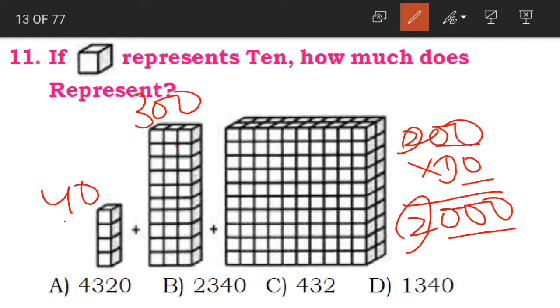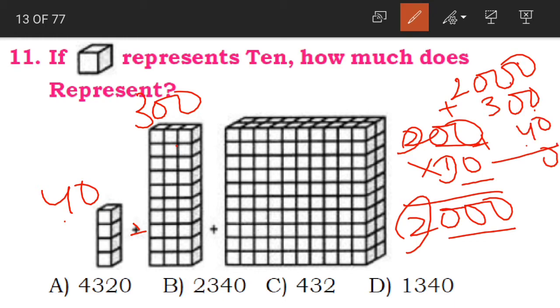40. The next block is 300 and the next block is 2000. Now what is the total value? We need to add 2000 plus 300 plus 40. 0, 4, 3, 2. 2340 is our answer, children.